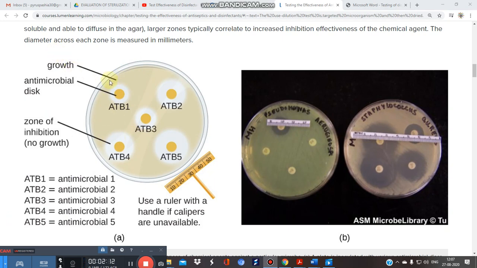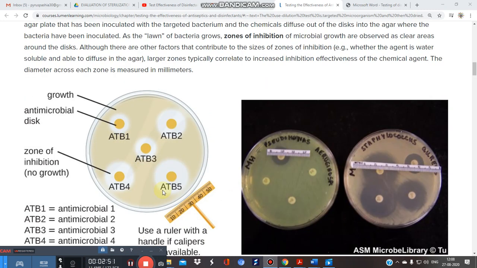You see this plate? This is your growth, and this is the antimicrobial disc. And look at this. This is the white portion. This is your zone of inhibition where you will find no growth. And what is this? This is the antimicrobial disc. See, in the real petri dish, this is your antimicrobial disc, and this is your zone of inhibition that appears. With the help of this scale, or the ruler, you can calculate the diameter of the zone of inhibition, and that should be in millimeters.